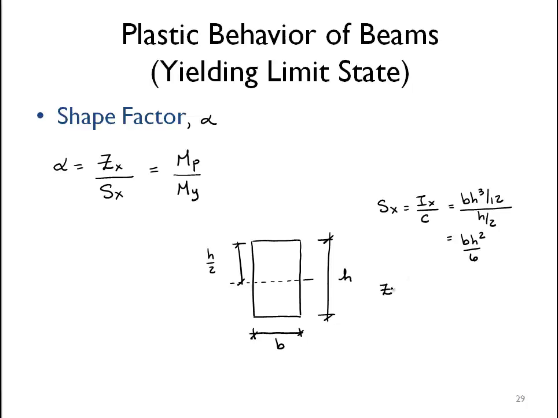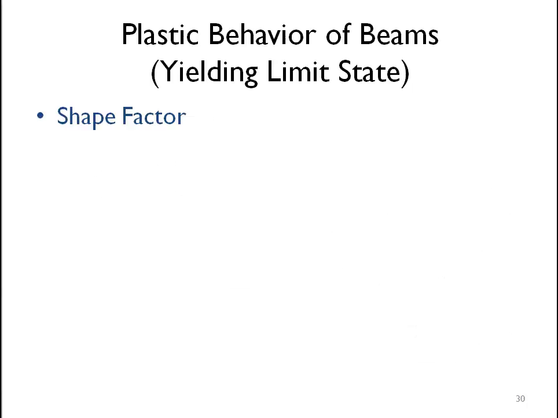Now we already solved for my plastic section modulus, which is bh squared over 4. And so I can solve directly for alpha as bh squared over 4 divided by bh squared over 6, which is equal to 1.5. So this tells us a measure of how efficient a rectangular cross-section is in flexure. And for reference, an I shape is usually going to have an efficiency or a shape factor of about 1.2.